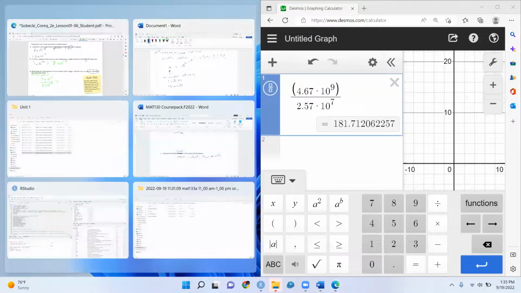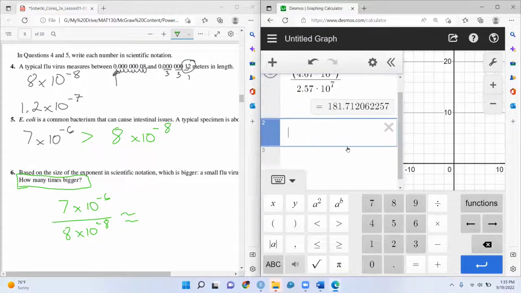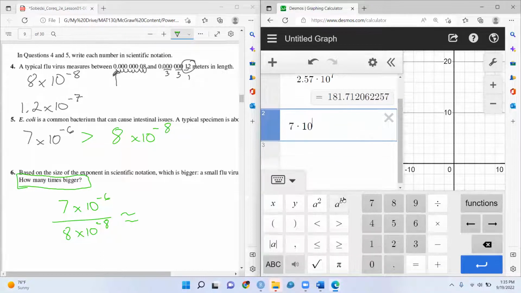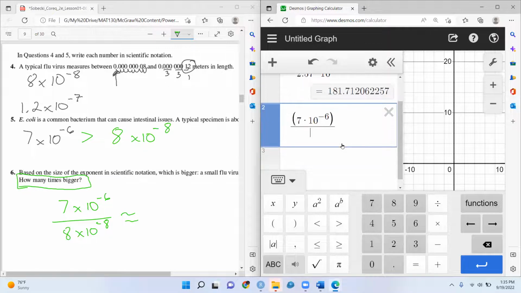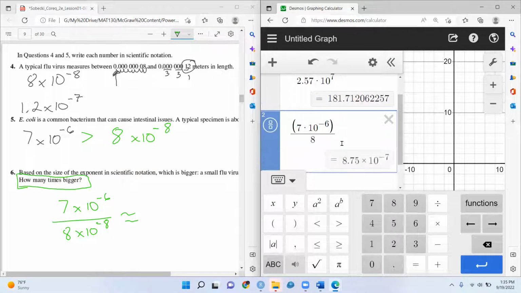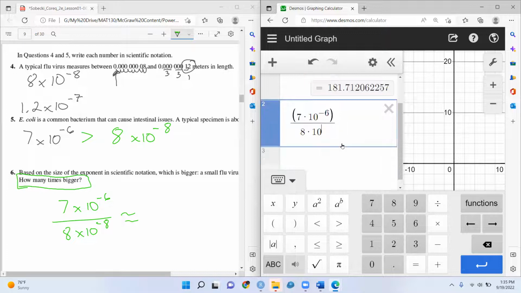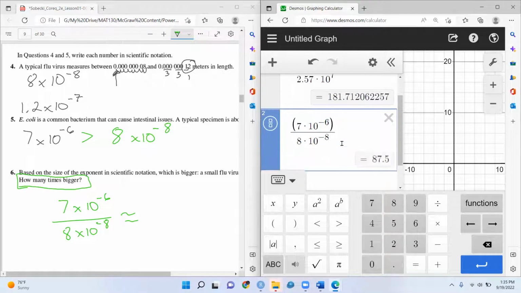So let's do that. 7 times 10 raised to the negative 6 power. Did y'all see how I wrote that? Notice Desmos gives us that scientific notation in decimal notation. And you could have typed this in decimal notation too if you wanted to. Sometimes that might actually be less typing than what I'm doing, which to me is the only reason one might do one version over the other.